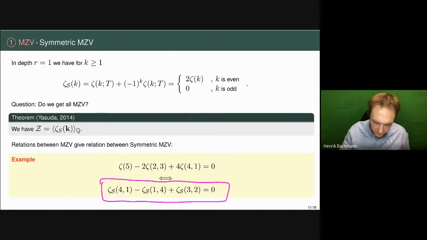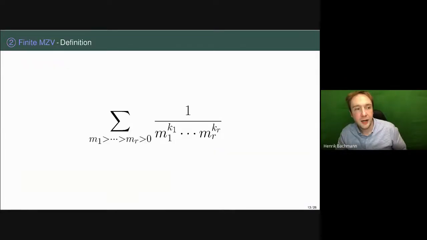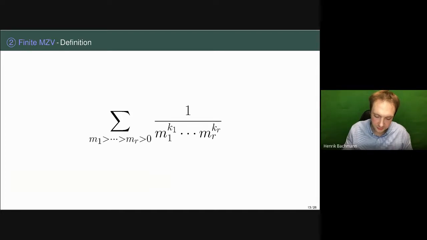Okay, and now I want to give the definition of finite multiple zeta values, and then later we will see what they have to do with these symmetric multiple zeta values. So this here is the definition of multiple zeta value, and we want to make this finite. This is an infinite sum. One way to make this a finite sum is by restricting this summation here, saying that all these m's are smaller than some p. And let's say p is a prime number.